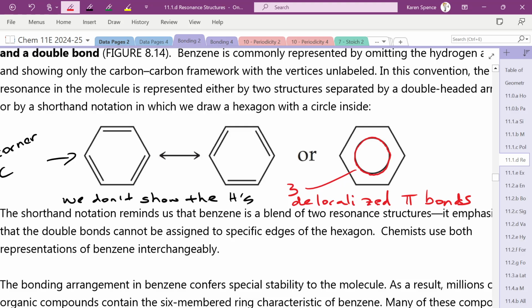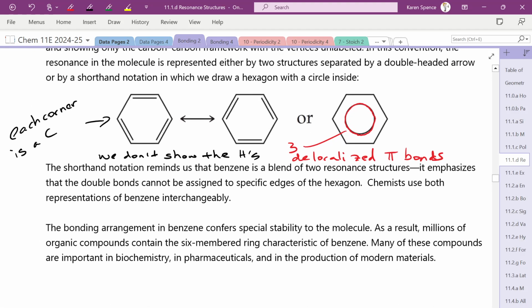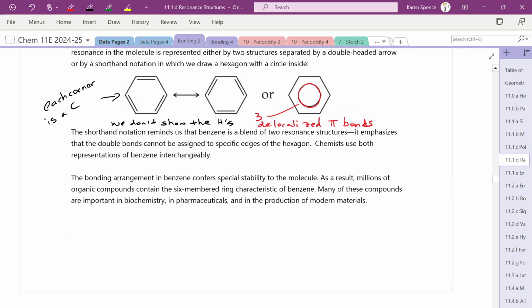This bonding arrangement gives special stability to this molecule. The more resonance structures you have, the more stable things are, because electrons like to be spread out as much as possible. The more they can spread out to various places, the more stable it will be. So that's going to be important for next year.